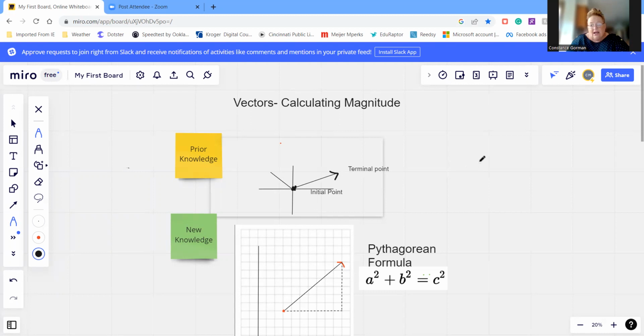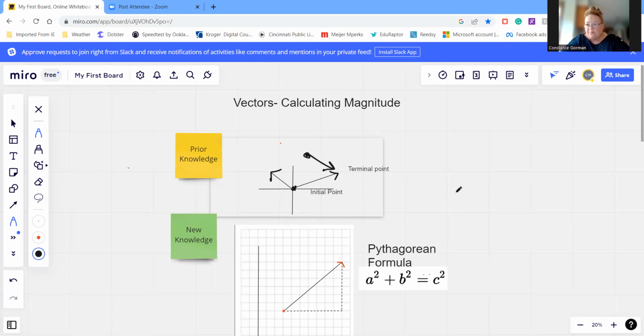But today, and here, just to show you this other one here, these vectors can be drawn anywhere on that coordinate plane. The initial point doesn't necessarily have to be at the origin. It can begin up here, and kind of look something like that.